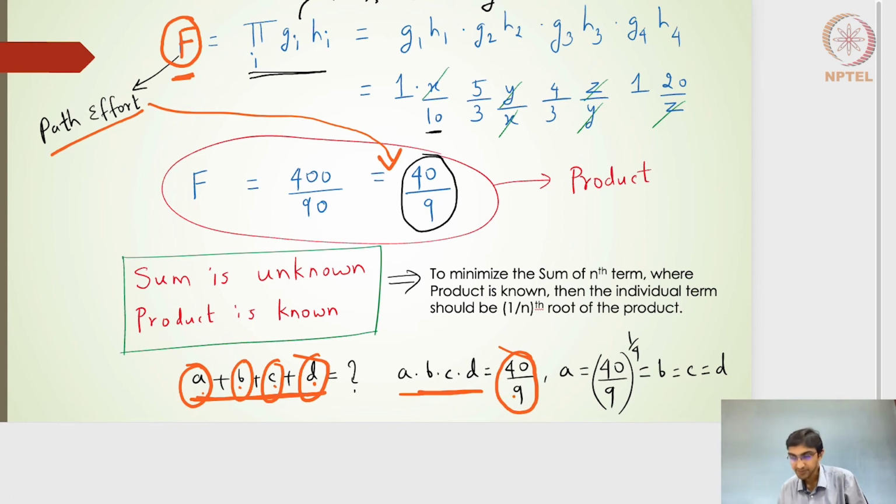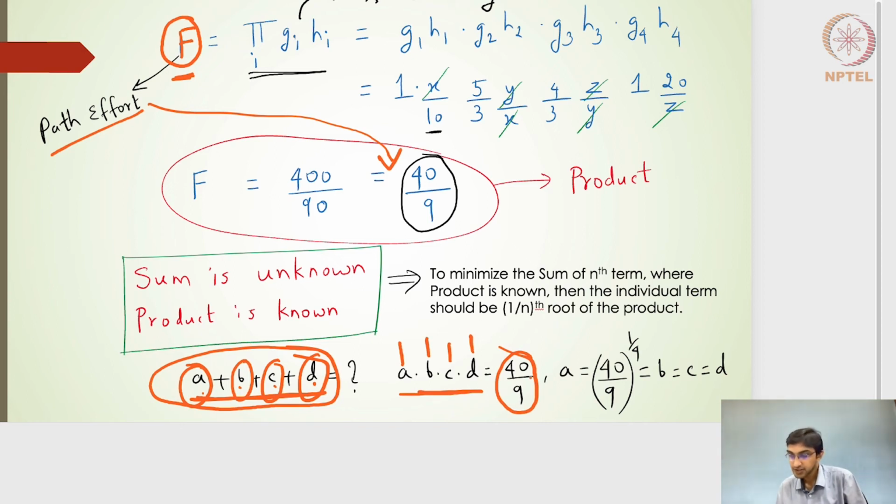It turns out that if A, B, C and D all have the same values, if A is equal to B is equal to C is equal to D, then I will get the summation of this A, B, C and D to be the minimum value.